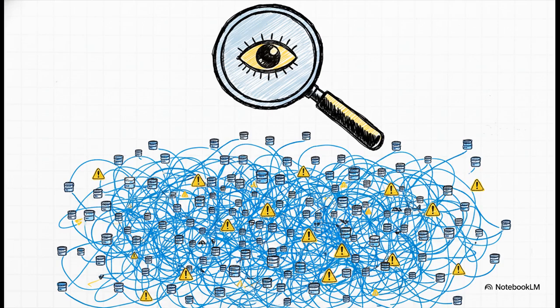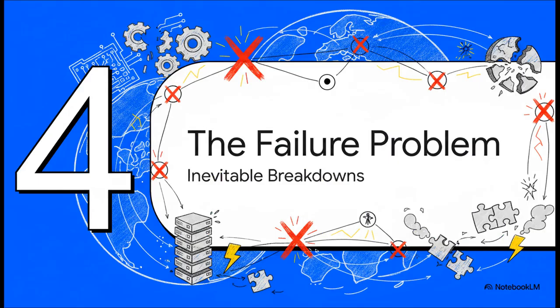To figure that out, observability becomes your mission-critical infrastructure. Netflix literally had to build planetary-scale observability pipelines just to understand what their own systems were doing at any given microsecond. And that takes us to Section 4, the failure problem.